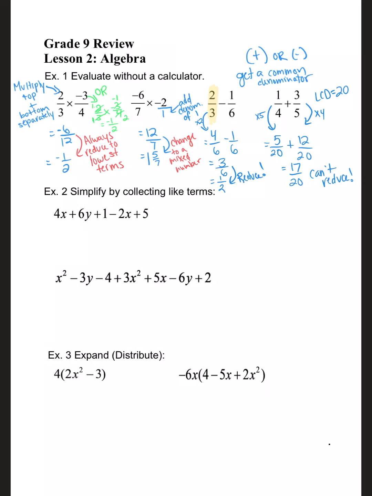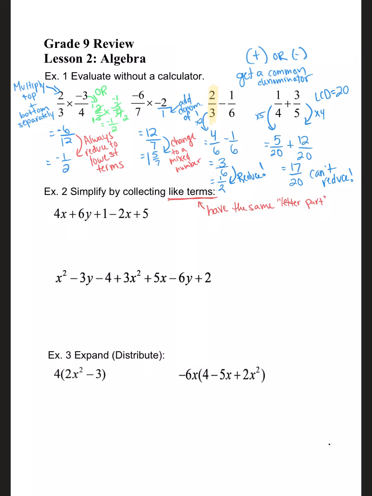Let's take a look now at simplifying by collecting our like terms. So first of all, we have to remember, what does like terms mean? We would have talked about in grade 9 that like terms are terms that have the same variable, or we're going to call it for now the same letter part. So we're going to take a look and see which terms have the same letter part. In that case, we can actually combine those.